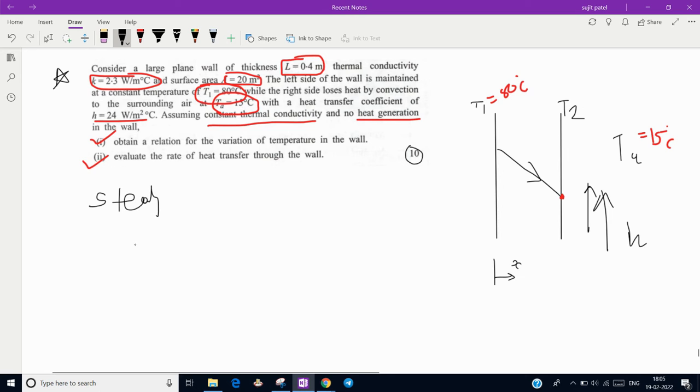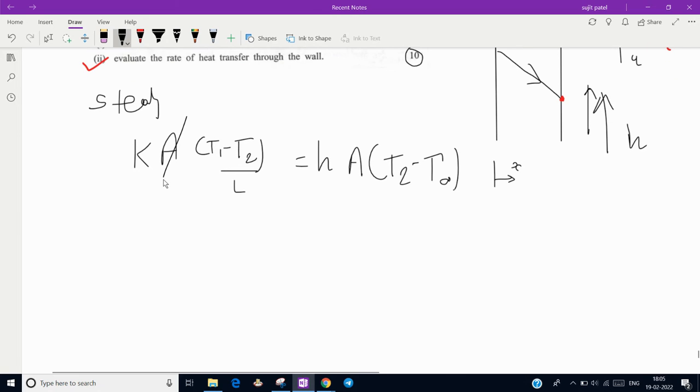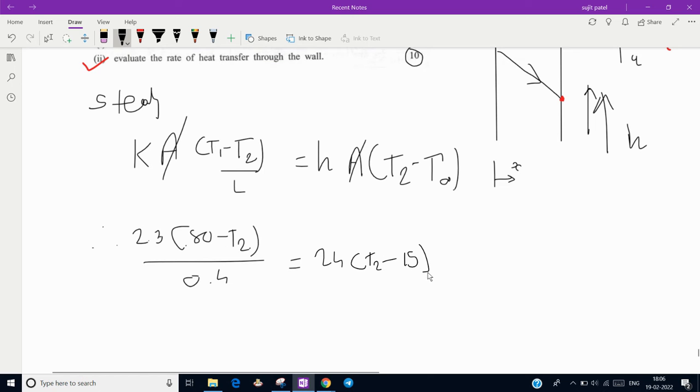For steady state heat transfer, whatever heat is conducted through the slab, we can write the equation kA (T1 minus T2) divided by L. The same amount of heat is convected to the atmosphere, that is hA (T2 minus T infinity). So A will get cancelled. Put the value of thermal conductivity, that is 2.3, times (80 minus T2) divided by length 0.4 meter, equals h value 24 times (T2 minus T infinity), which is 15 degrees Celsius.